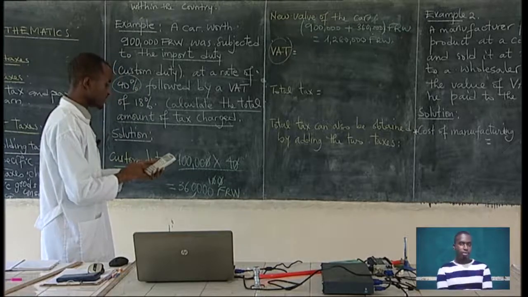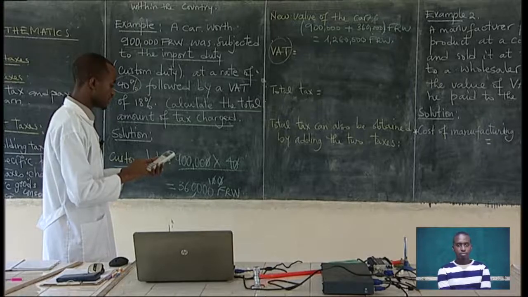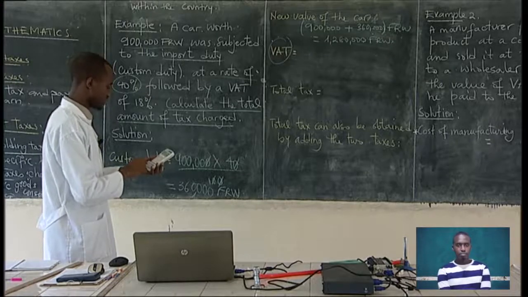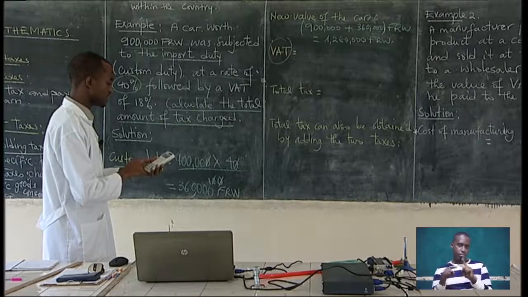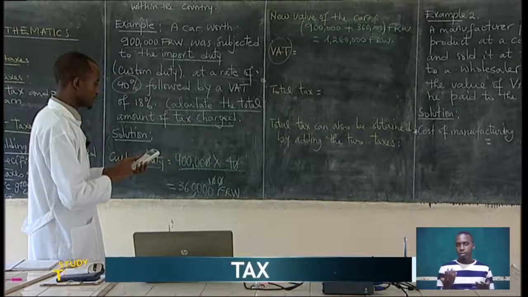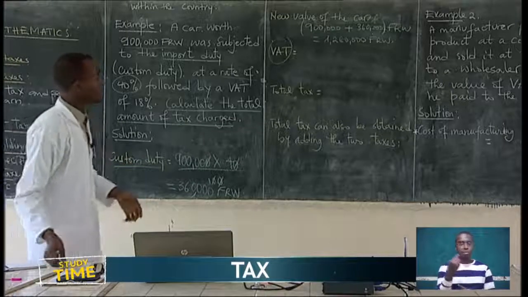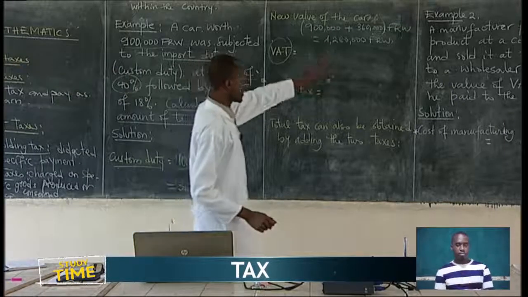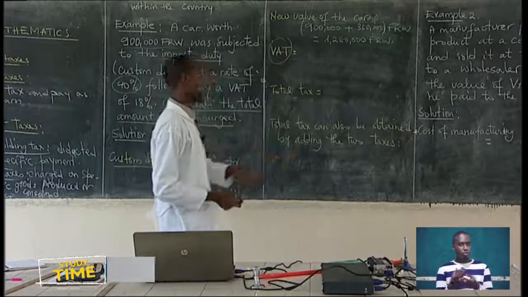That's 900,000 plus 360,000. You need to figure it out. So you get 1,260,000 as the new value of the car.